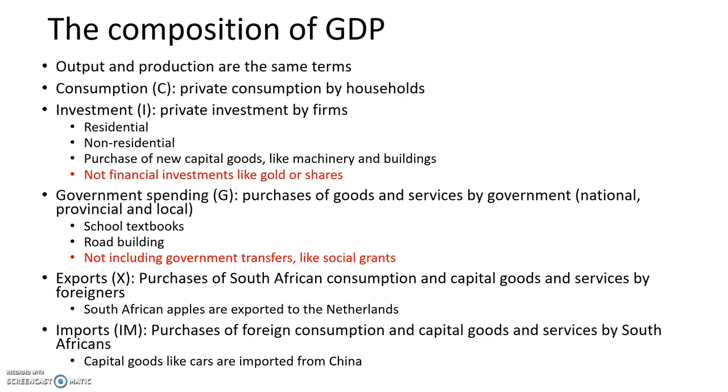Then we look at exports, denoted by the letter X, which is the purchases of South African consumption and capital goods and services by foreigners. So for example, South African apples are exported to the Netherlands. Then we have imports denoted by IM, which is the purchases of foreign consumption and capital goods and services by South Africans. For example, capital goods like cars are imported from China. If exports exceed imports, then we have a trade surplus. However, if exports are less than imports, there is a trade deficit.